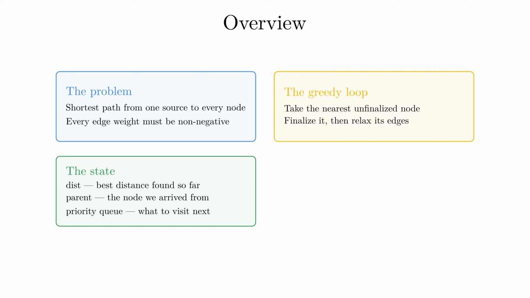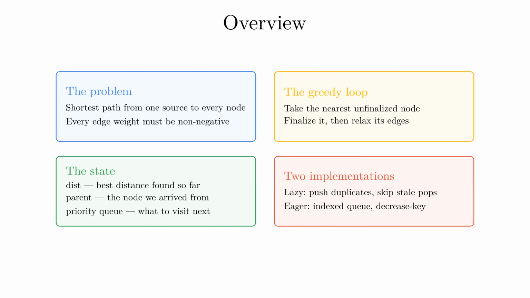what to visit next. The lazy version pushes a duplicate pair on every improvement and skips stale ones on the way out. The eager version keeps 1 entry per node and lowers its distance in place, so no stale pair is ever created. Either way, with a binary heap, the running time is order of E log V.